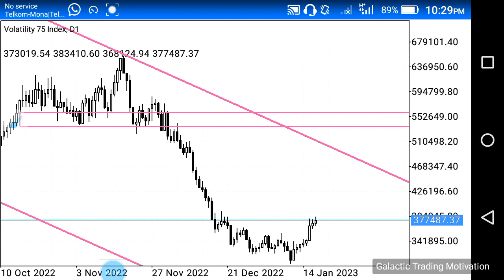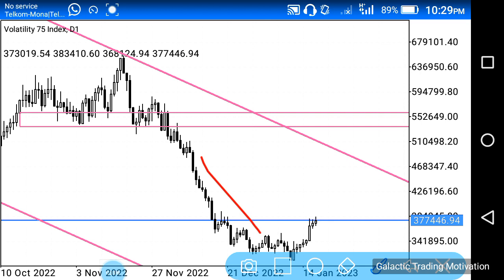What else do we see, guys, in regards to the daily chart of Volatility 75? Another thing that I see that is also very much important is the fact that we have an inverted shoulders pattern at that level, right?